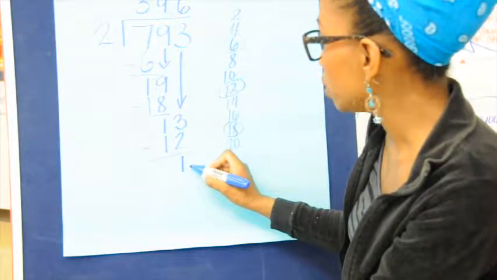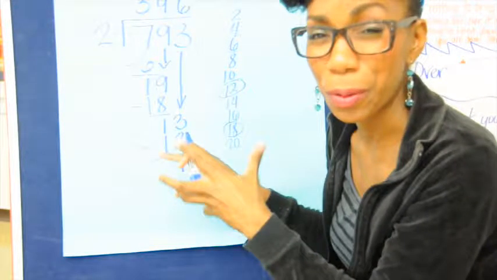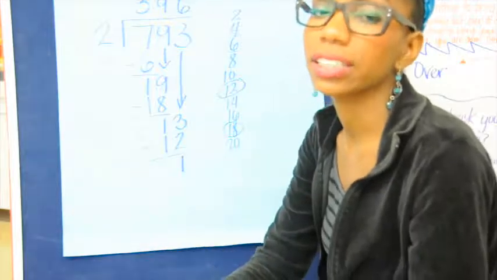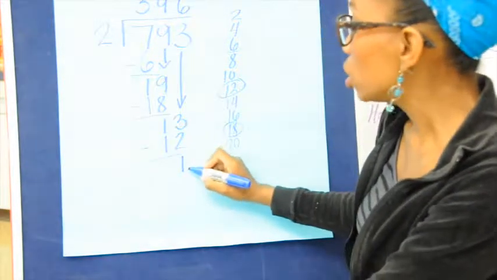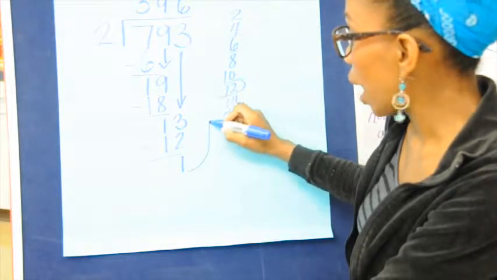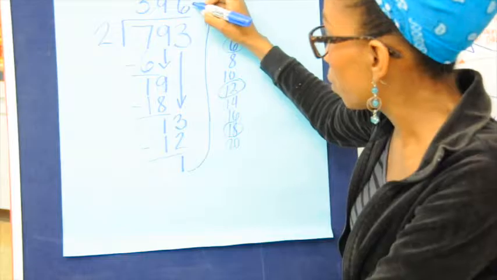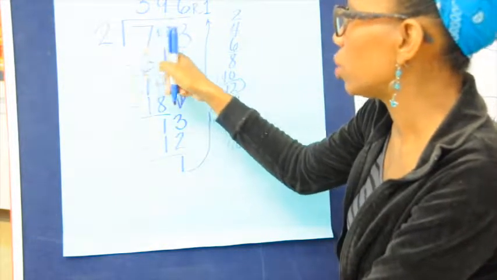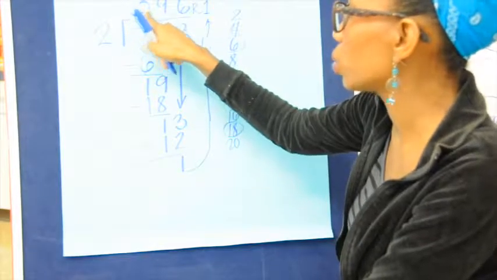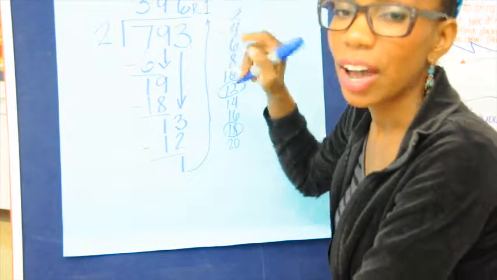Okay, and I have a remainder again. Actually, I'm not that heartbroken because I already told y'all we were going to have a remainder of 1. So this 1, I have nothing else to bring down, so this 1 becomes my remainder. So my answer to 793 divided by 2 is 396 with a remainder of 1. All right?